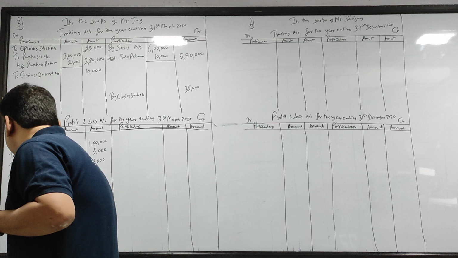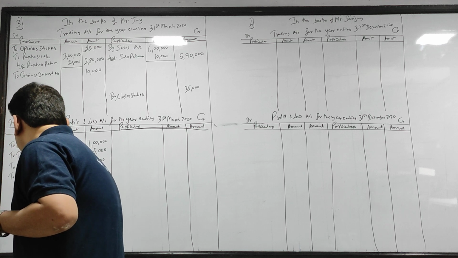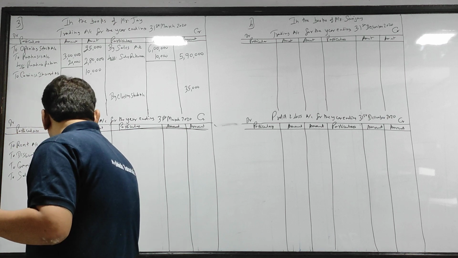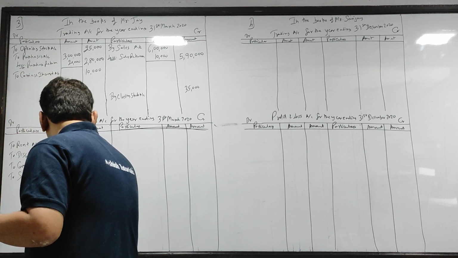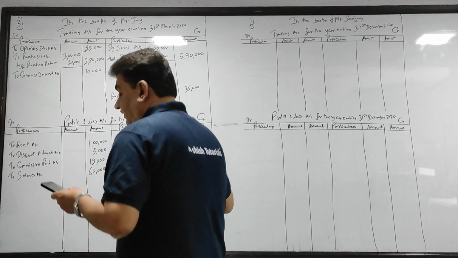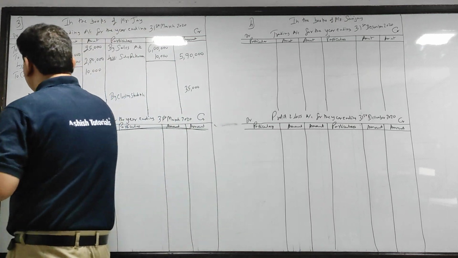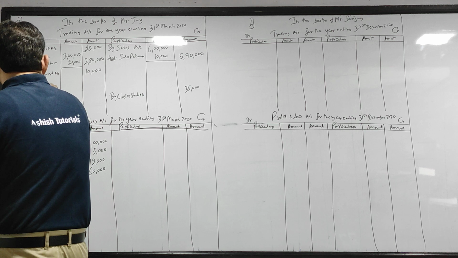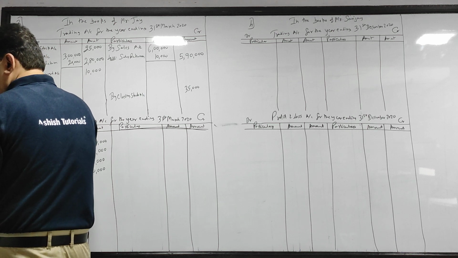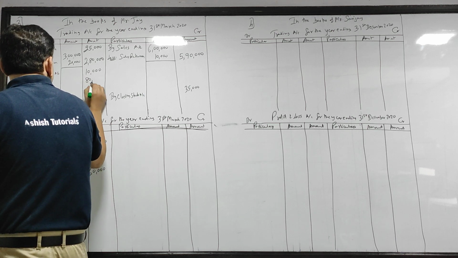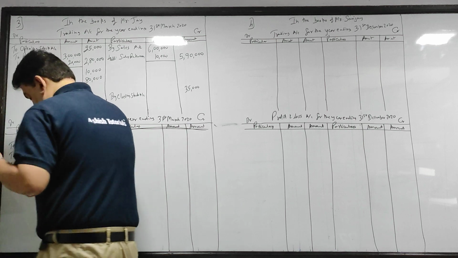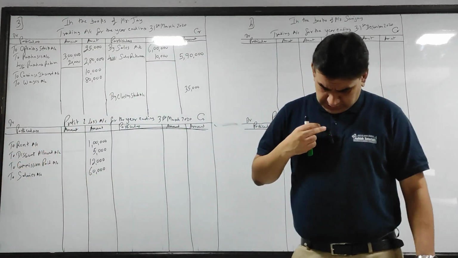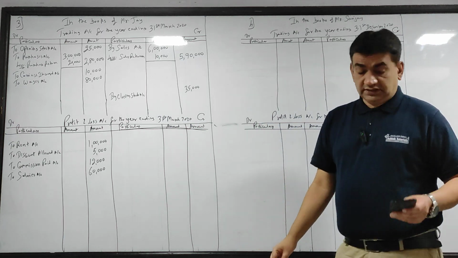Come to the debit side of P&L, to salaries account, that is 60,000. And wages we discussed in the previous class also, it is a direct expense, so debit trading account. So to wages 80,000.